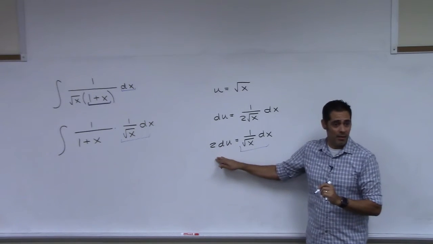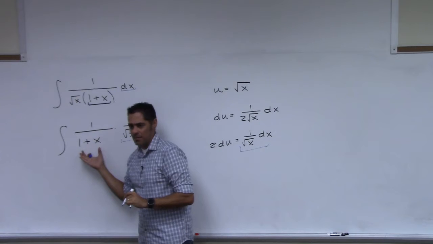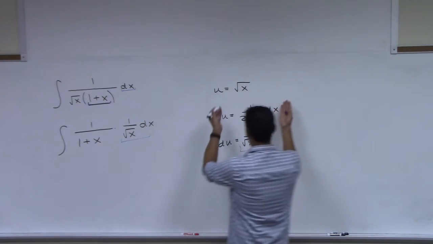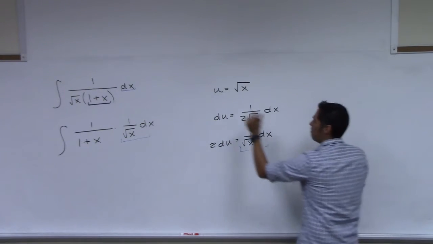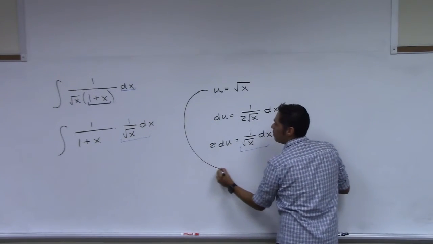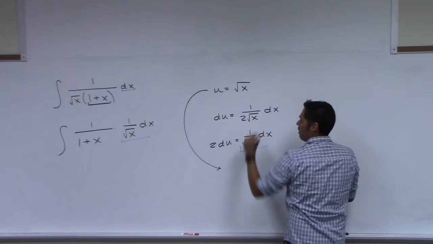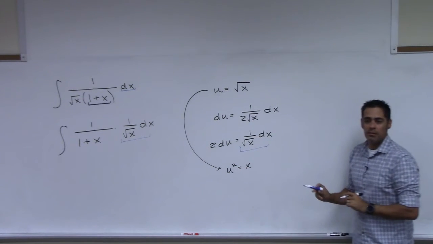So I'm happy about that, right? This is going to become 2 du. I just need to figure out what this is going to become. So 1 over 1 plus x. I don't have anything over here that has x, but I can square both sides there. And if I square both sides, what do I get? u squared is x, right?